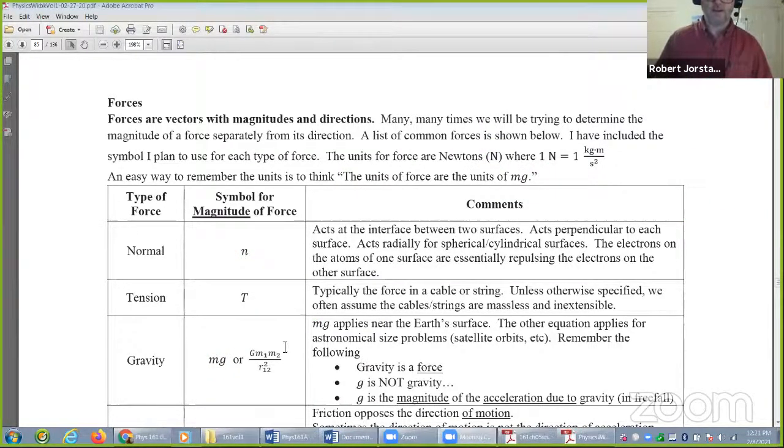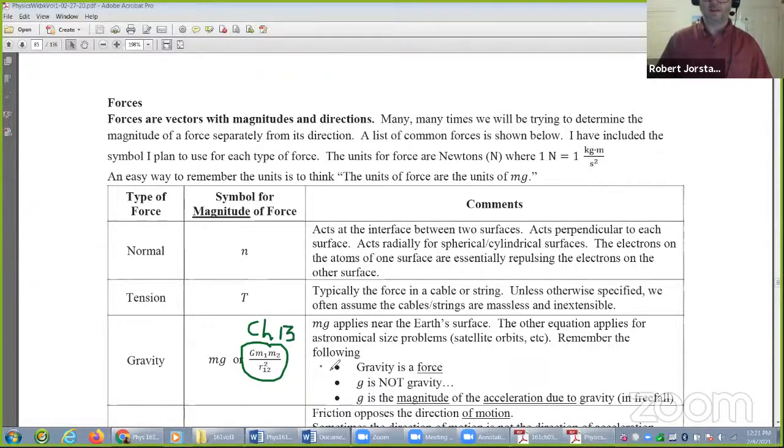Now this one right here, whoops, sorry, lost my marker. This one right here, we're going to talk about in chapter 13. All right, so we will get to that later this semester. We'll talk about astronomical gravity, or Newton's universal gravitation. So more on that later.